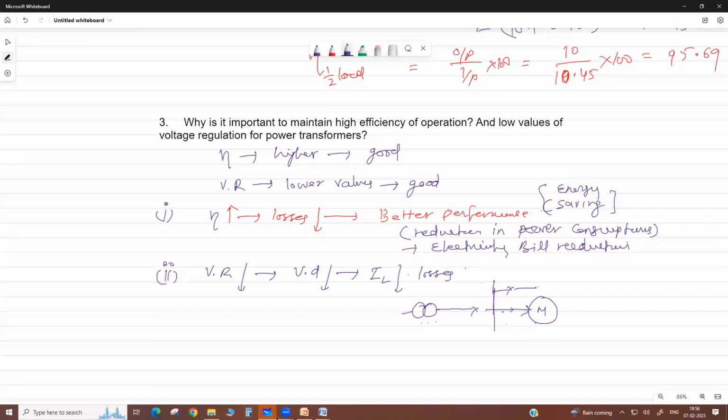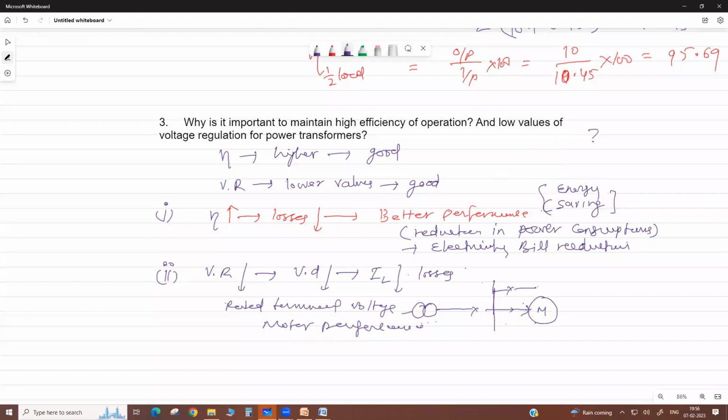Again, same thing: better terminal voltage means rated terminal voltage at the equipment. Then equipment performance, like motor performance, is better and losses are reduced. Okay, again, got it? Why do we recommend a lower value of voltage regulation and a higher value of efficiency? Got it?